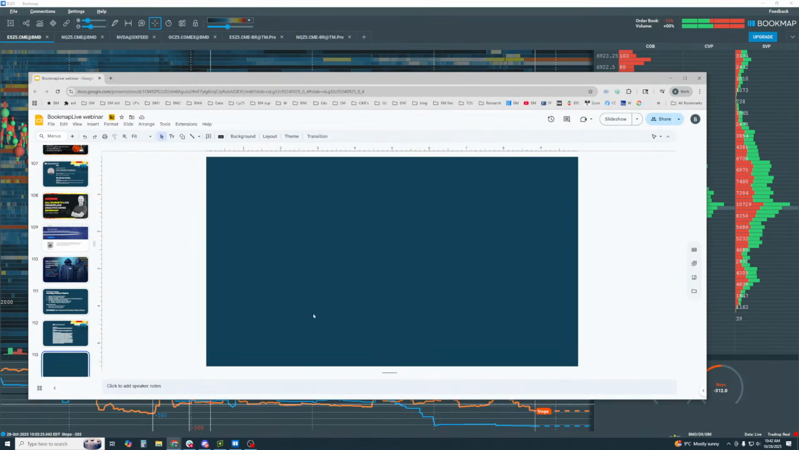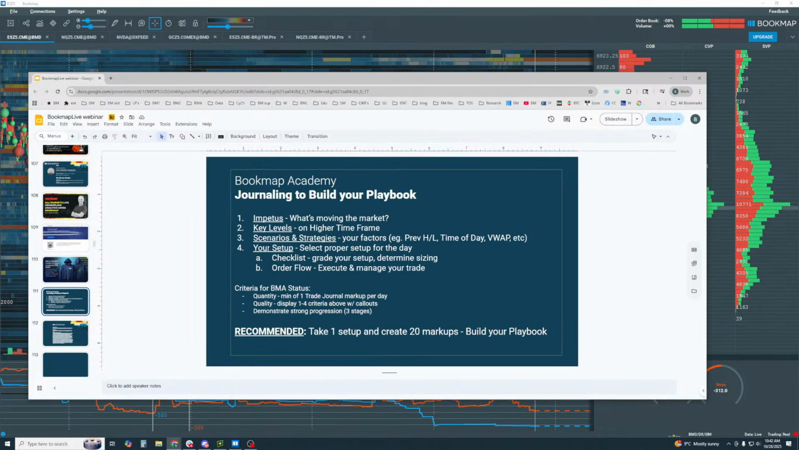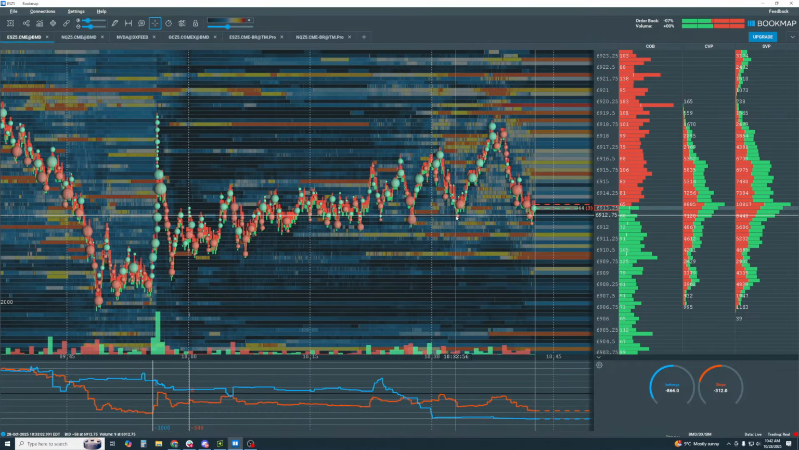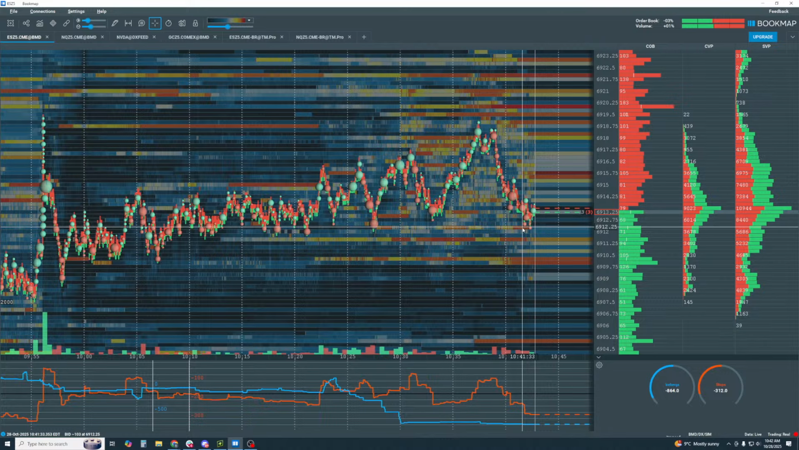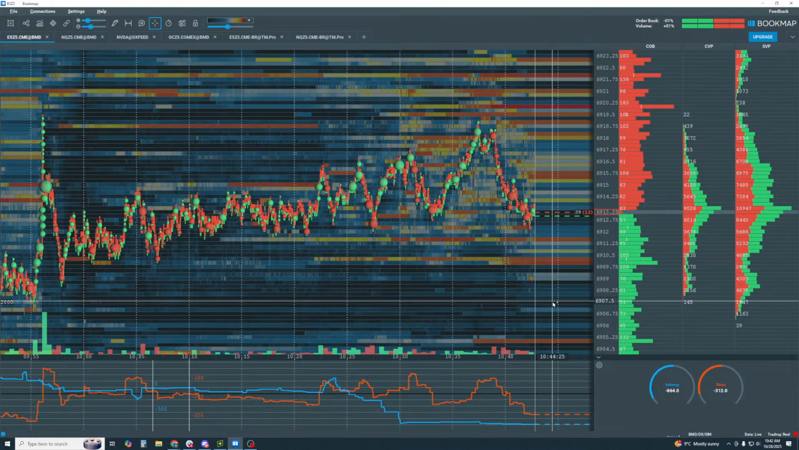Okay, so that's here, number 3 on our scenario. We went through impetus, what's moving the market. We looked at our key levels, and now the scenario we're building out is, okay, buyers came back up to this swing here, have not broken it, and we're seeing sellers down here. Let's see if they can pick it up and then break this range here to continue on down.